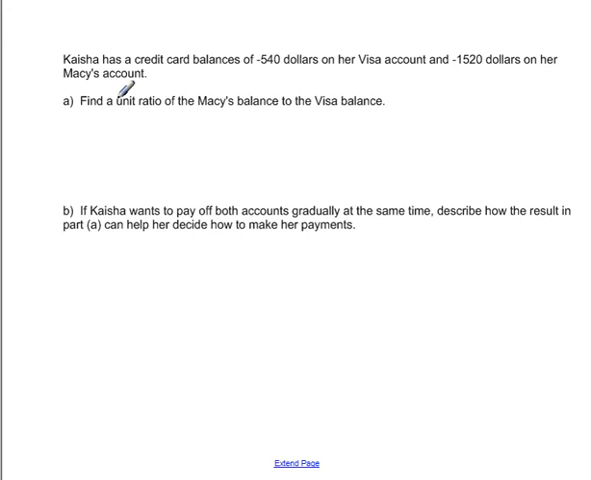So be very careful when you're being asked to find a ratio that you pay attention to what order the ratio is being asked for. So notice here it says Macy's to Visa, so that means we want the Macy's information on top. Okay, so Macy's on the top and Visa is going to be on the bottom, even though that wasn't the way the information was given in the original problem, so we just have to really pay attention to those words.